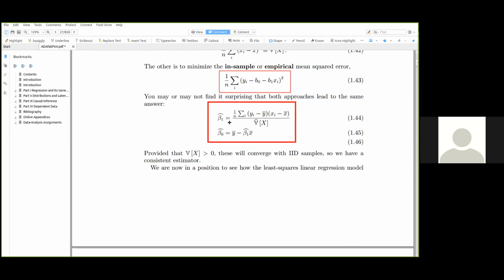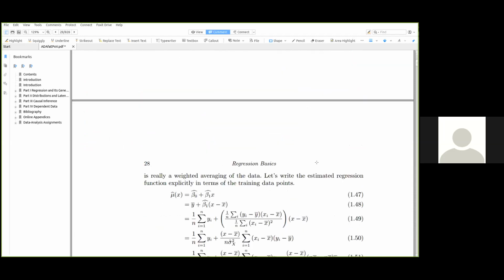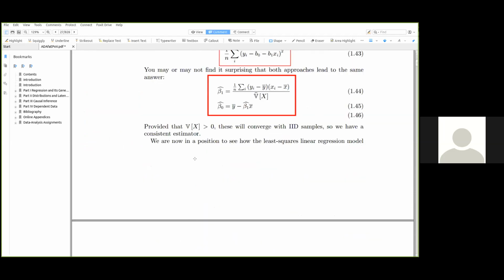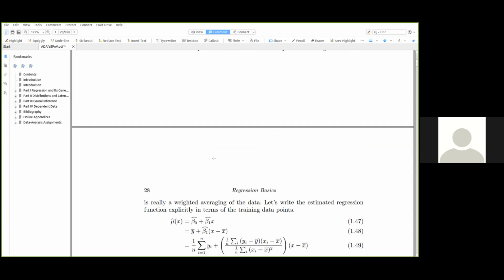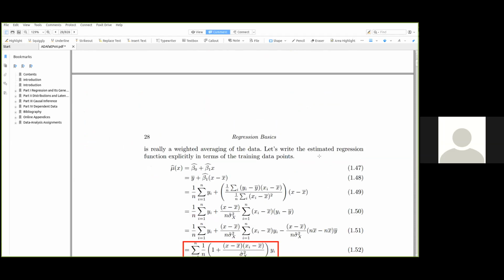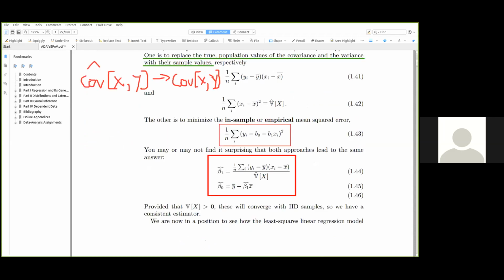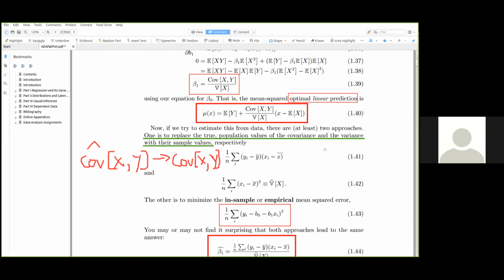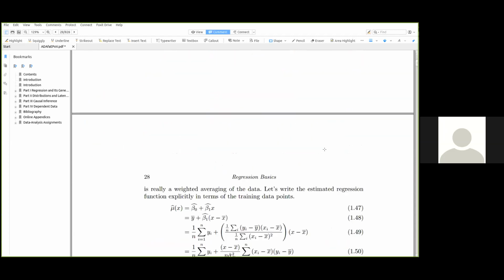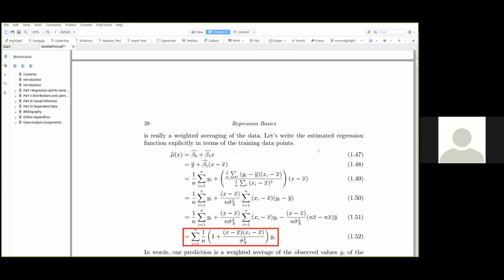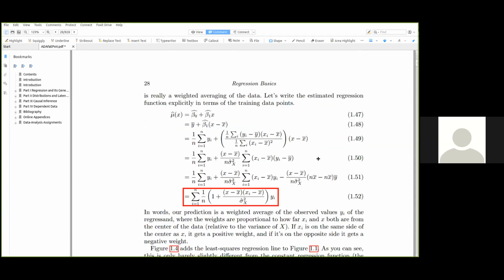So now you know that mu hat of x is beta 0 plus beta 1 of x. Is everyone clear up to this point? Did you understand this, or do you have some questions about what we did here? Jay, Ananya, Josh, anyone? I think it's clear till that point. Okay, cool.